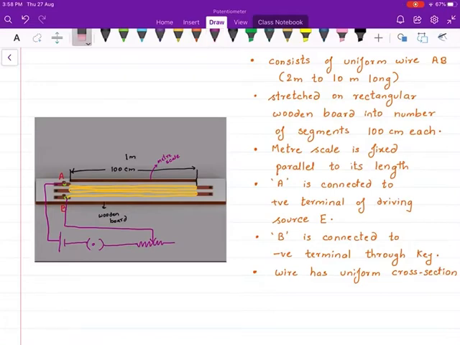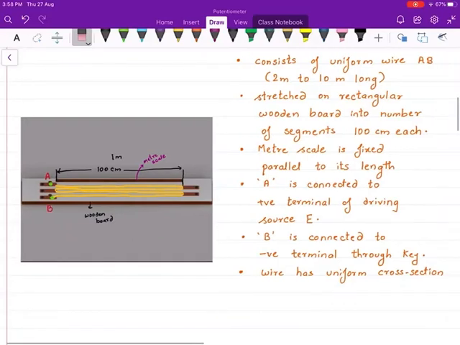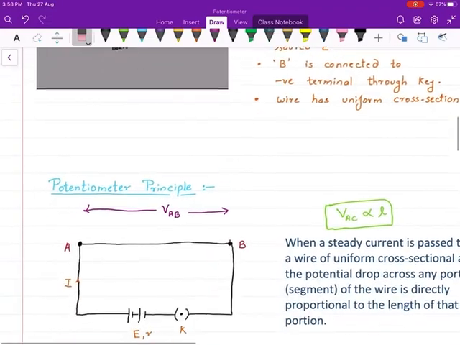Now the main important thing in this potentiometer is that it has a uniform cross section. This part is very important. It's not that the wire is thick somewhere, thin somewhere. Okay, the cross section is uniform. Area of cross section is constant. This will ensure a fixed resistance drop across the entire wire.